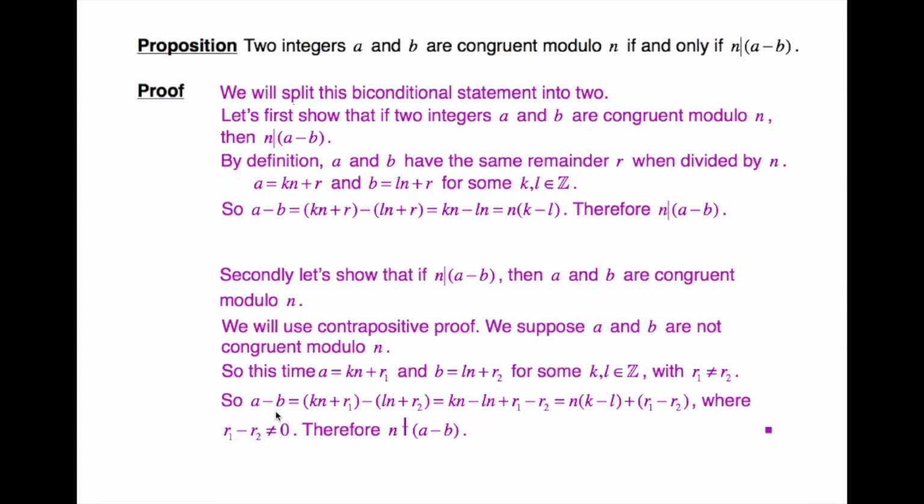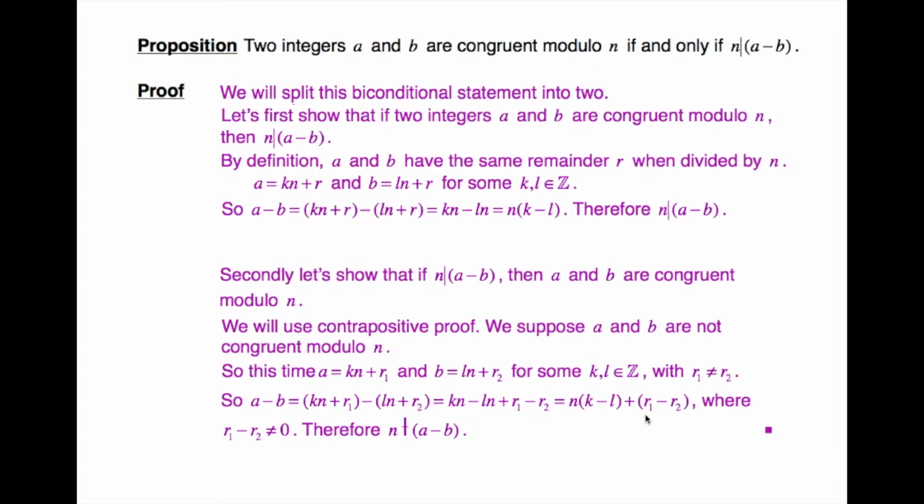So when we do a minus b, it's the same process as earlier. Kn plus r1 minus ln plus r2 equals kn minus ln plus r1 minus r2. And when we factorize, we get n times k minus l plus r1 minus r2, where r1 minus r2 is not 0. And that entails that n does not divide a minus b. N times k minus l is a certain number, but then there is a certain remainder that is not 0.